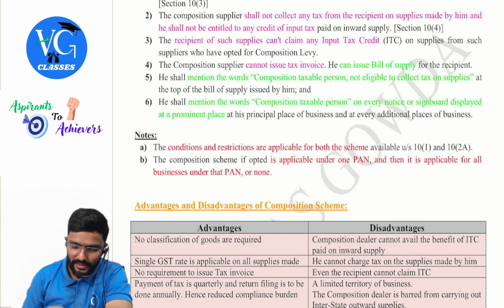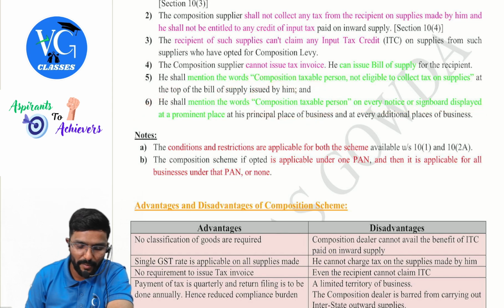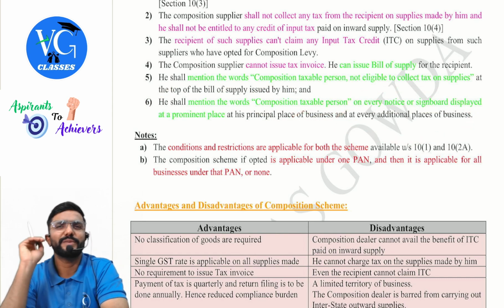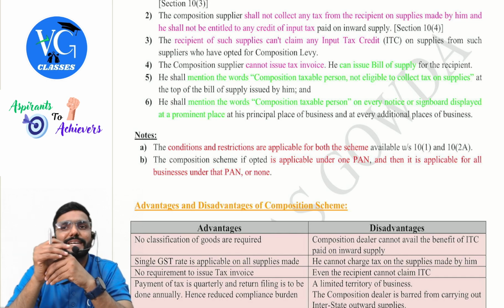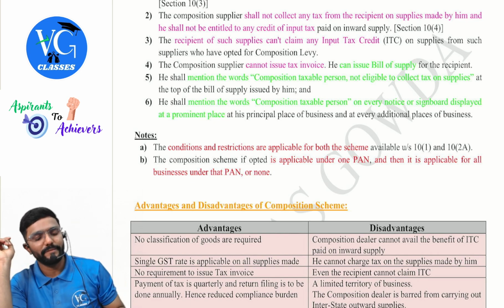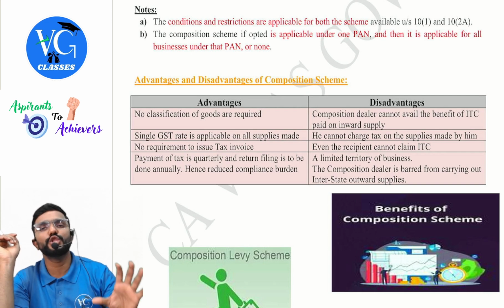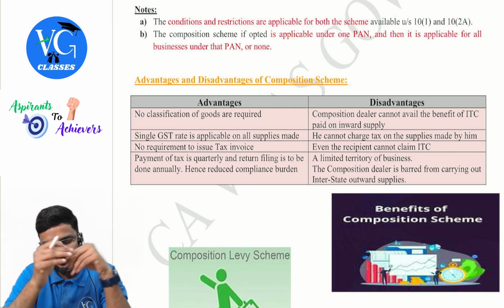to collect tax. And he shall mention the words "composition taxable person" on every notice or signboard displayed at a prominent place at his principal place of business and every additional place of business. Means in every branch he has to disclose that he is a composition taxable person, guys, even on his signboards. Next, the conditions and restrictions applicable are for both the composition schemes, that is 10.1 as well as 10.2A, guys.